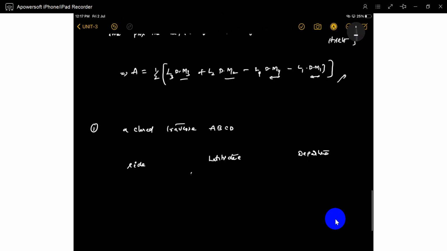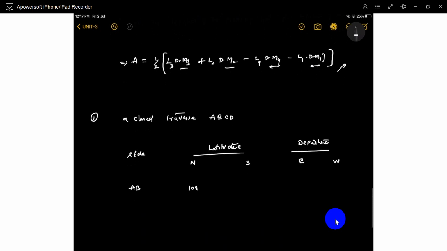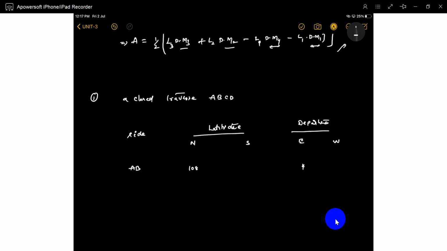Okay. See, latitude is north and south, east and west. Understood? So for AB, he has given north 108, east 4, the latitude and departure. BC is the same thing, 15 north, and east of 249.